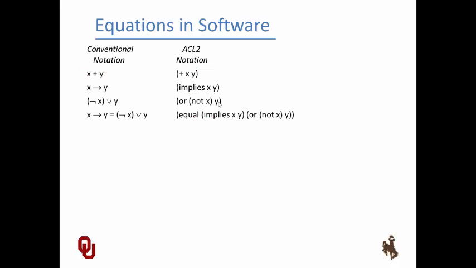Even equations in ACL2 take on the prefix syntax. So for example, if we want to write the equation x implies y equals not x or y, we write the equals sign first after a parenthesis, then the first operand, the left-hand side of the equals sign, and then the right-hand side of the equals sign, all in this prefix ACL2 notation. And that means this formula in ACL2 means the same thing as this equation in logic.